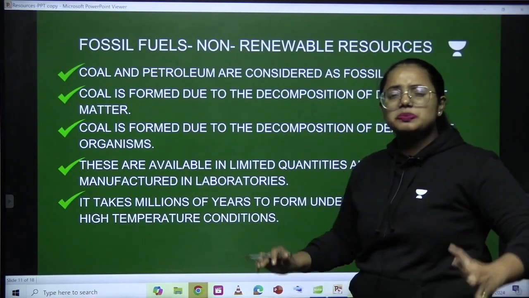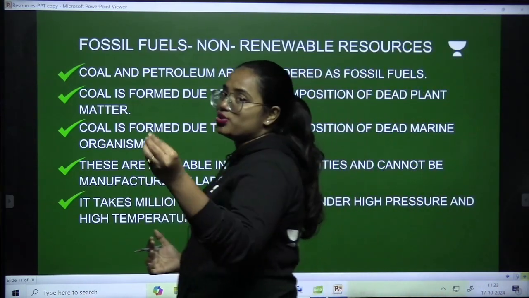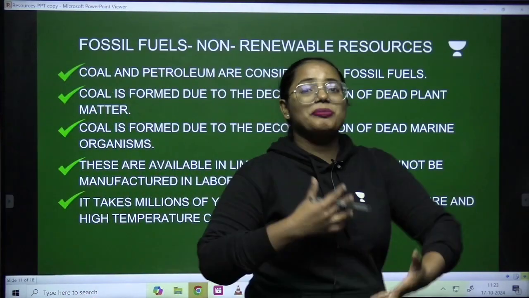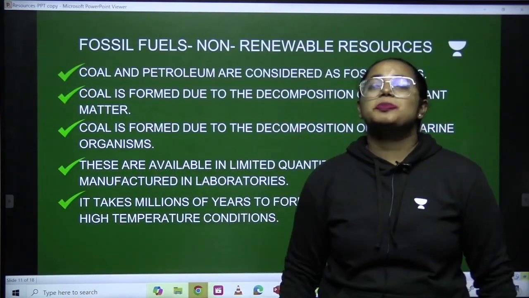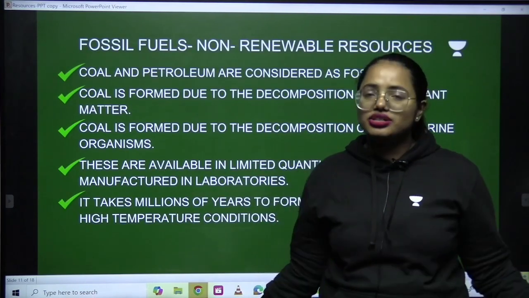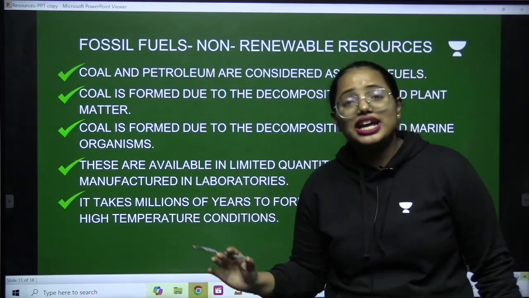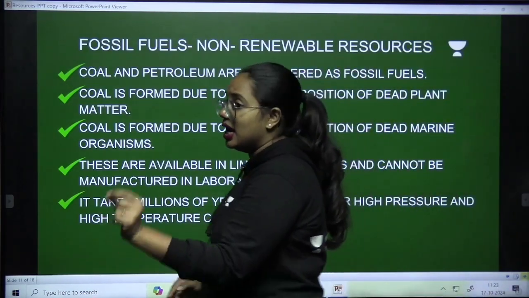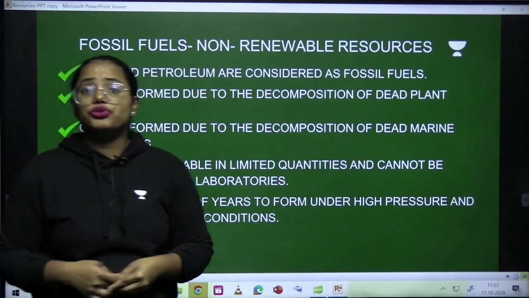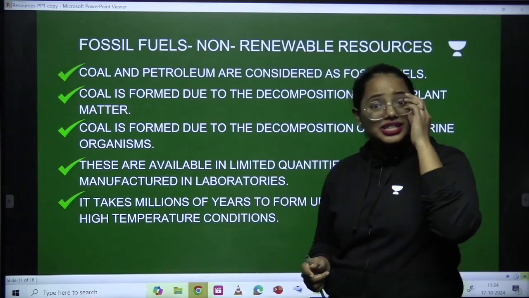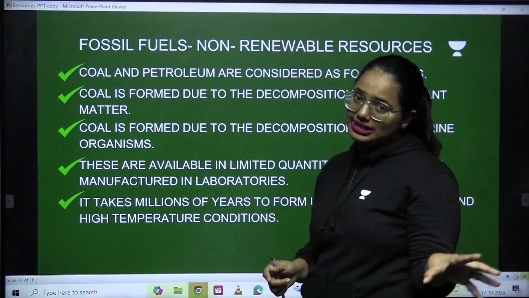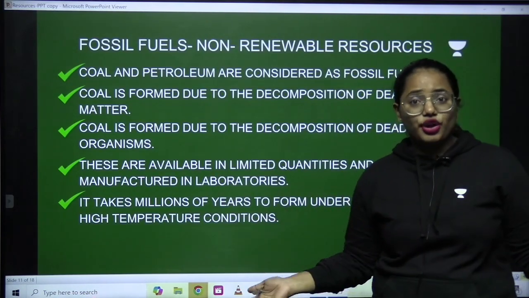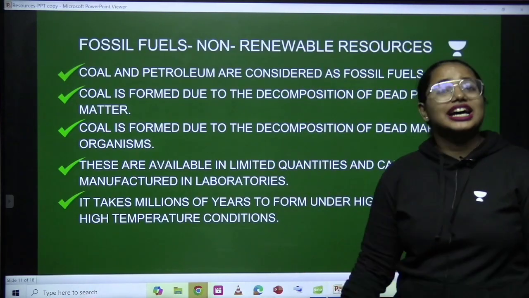Because it takes millions of years to form naturally. Very important. So it cannot be manufactured in factories. It cannot be manufactured in laboratories in a short span of time. It needs millions of years to form naturally. And not only that, high pressure and high temperature conditions are necessary. And this is happening in the deeper parts of Earth. That is also an important point. And that is the reason I told you this cannot be manufactured easily. So it takes millions of years to form, and therefore these are considered fossil fuels and non-renewable resources.